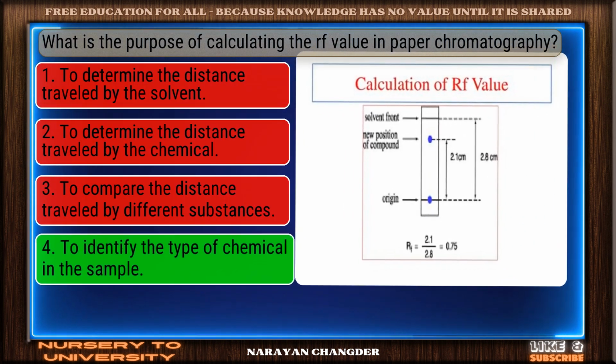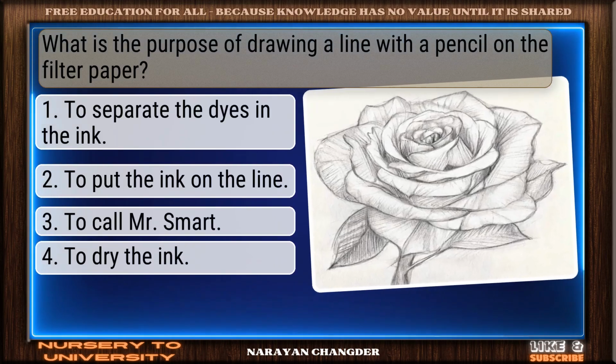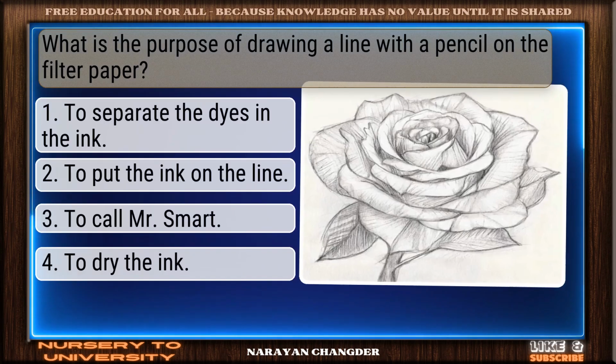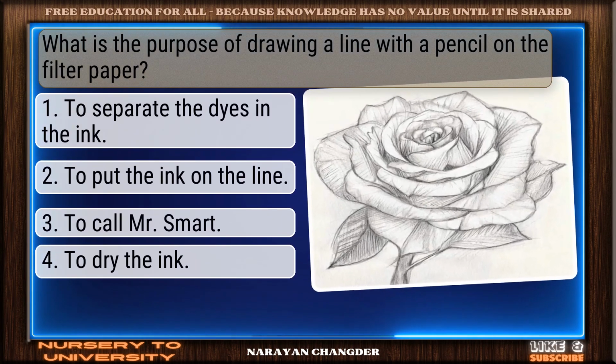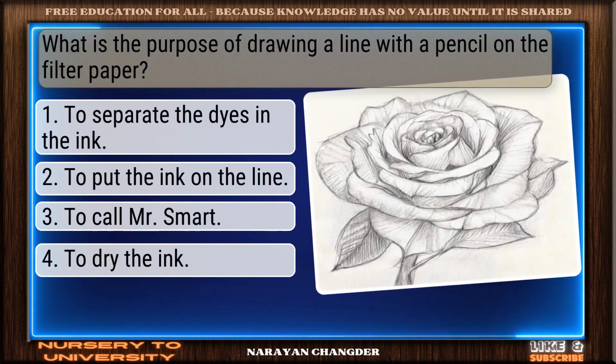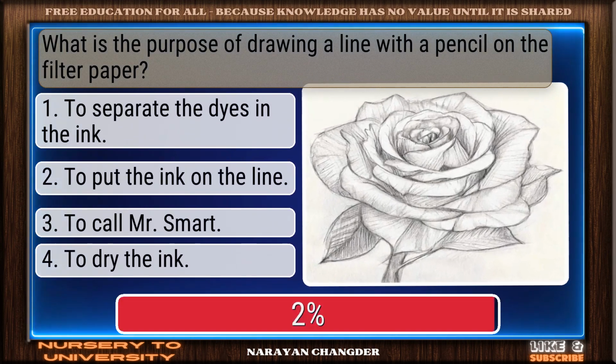Keep it up. To identify the type of chemical in the sample. What is the purpose of drawing a line with a pencil on the filter paper? Option 1, to separate the dyes in the ink. Option 2, to put the ink on the line. Option 3, to call Mr. Smart. Option 4, to dry the ink.